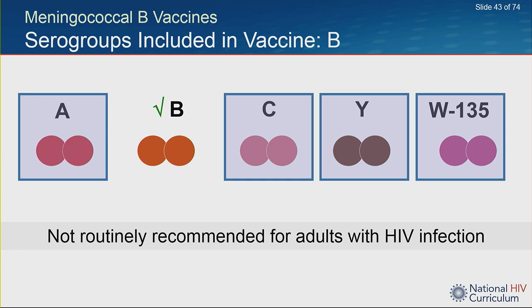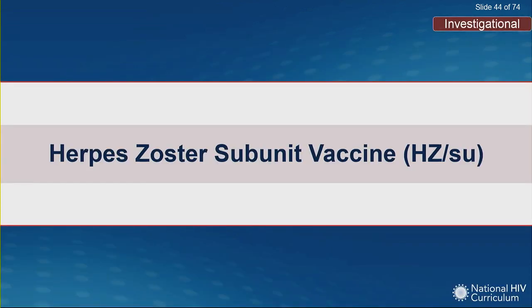So what about serogroup B? There currently is no recommendation to routinely give this for adults with HIV infection. There are recommendations out there that it's an optional vaccine for young adults and adults going off to college, but this is not a vaccine that has been recommended for individuals with HIV.